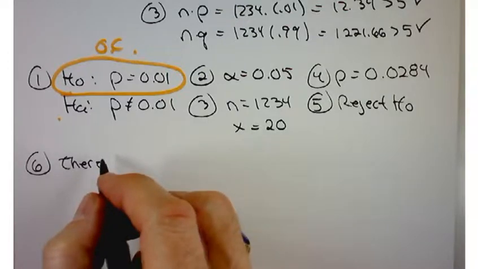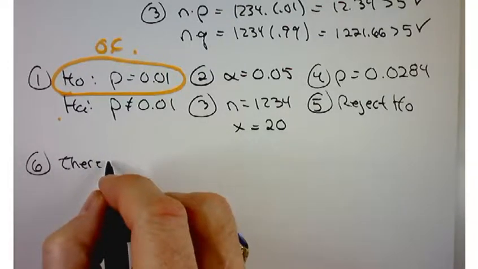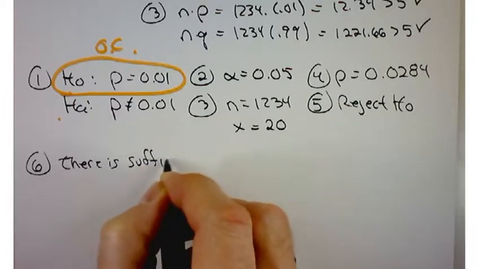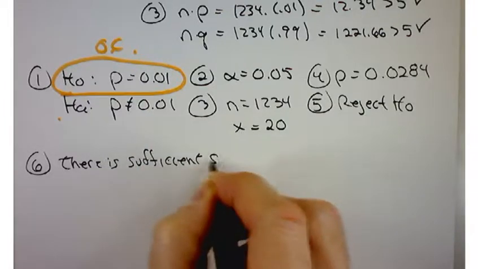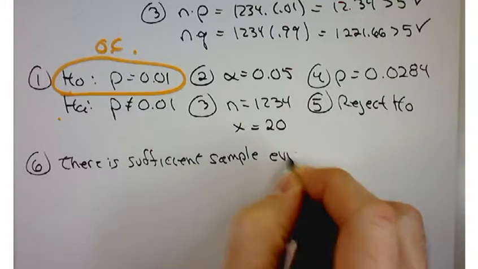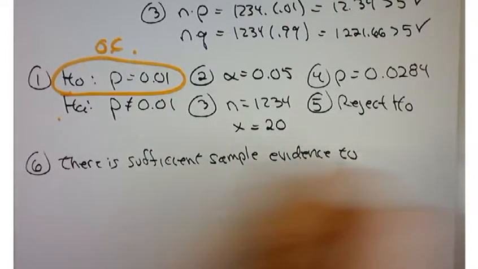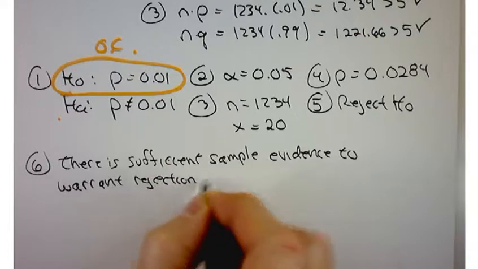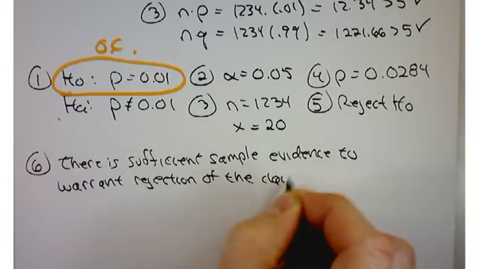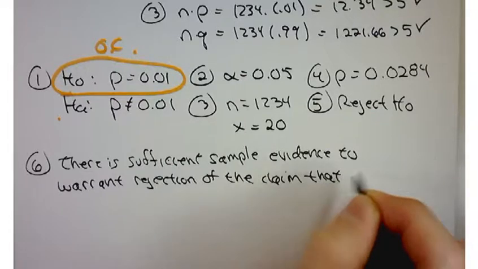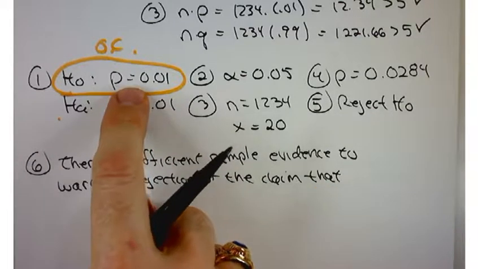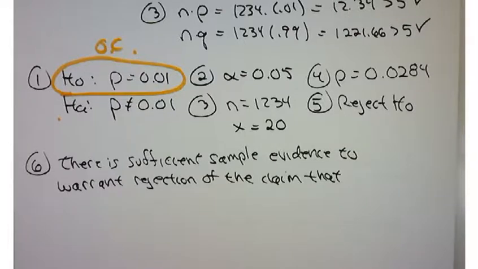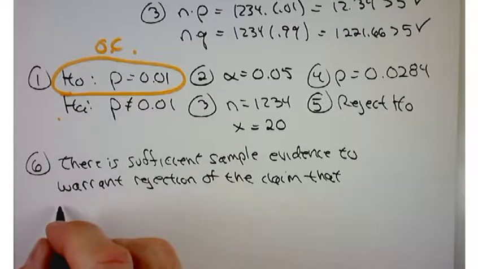There is sufficient sample evidence to warrant rejection of the claim that... Now we've got to state what this is in words. Perfect. 1% of sales with scanners are overcharges. Thanks, Jasmine.